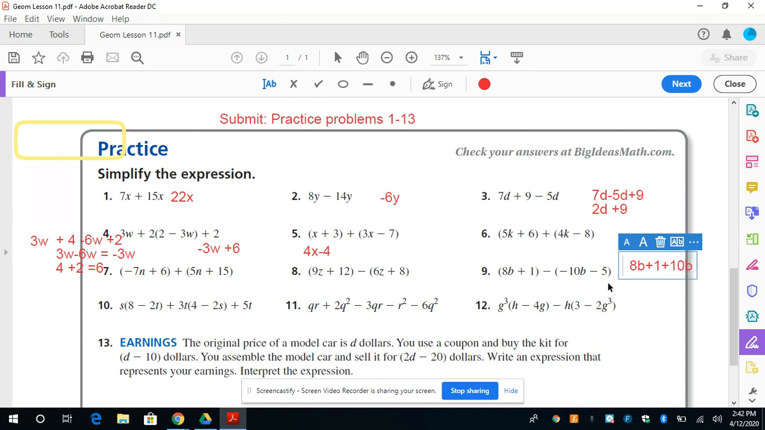Then you're minusing a negative 5. It's going to turn into plus 5. So this expression is what you should be evaluating for number 9. You can combine some like terms there.